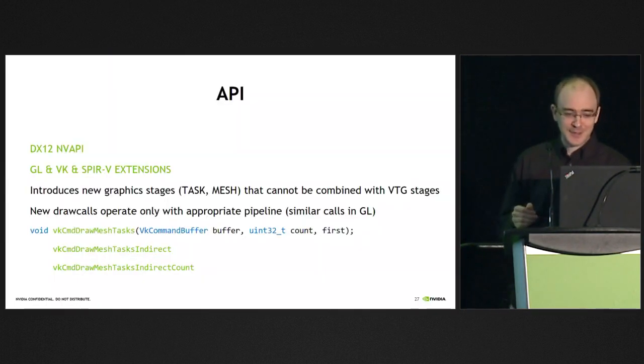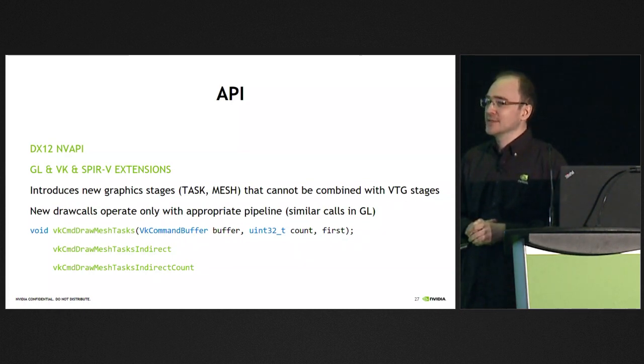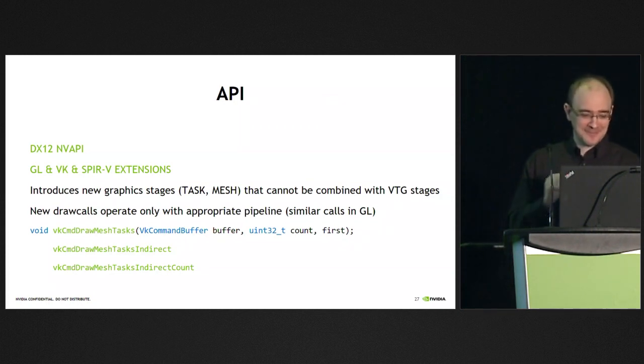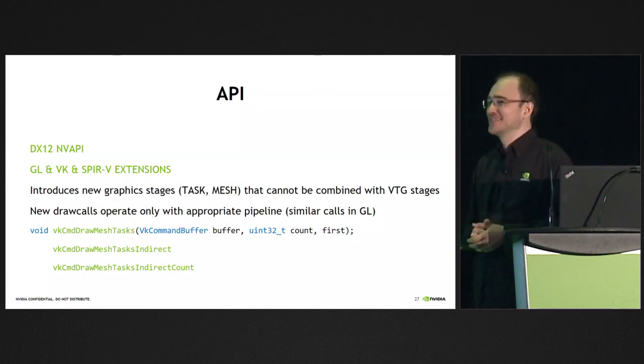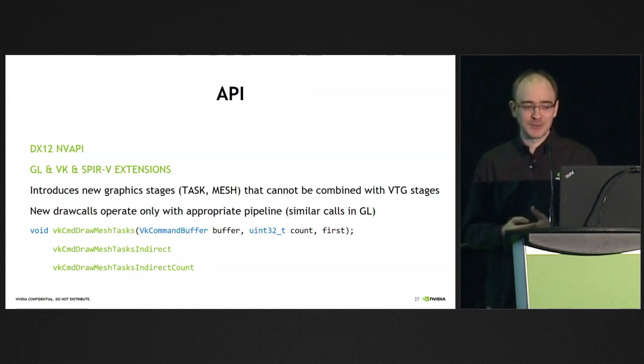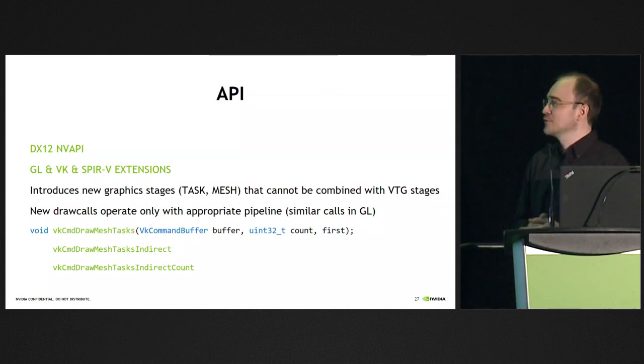Okay, so on the software side, how can you make use of it? DX12 gets NV API extensions. I'm not covering those here, also because they look kind of ugly. OpenGL and Vulkan have native support for doing proper extensions, so it's much easier to integrate them into the shading languages. We introduced two new shader stages. You cannot mix them with the old stages, but the rest is pretty much exactly the same.